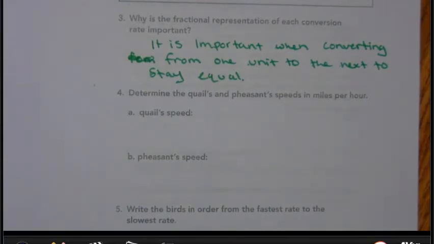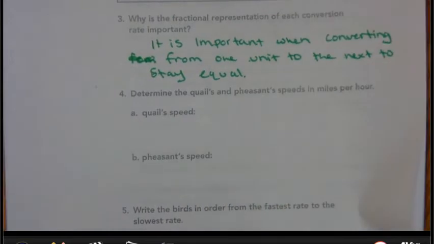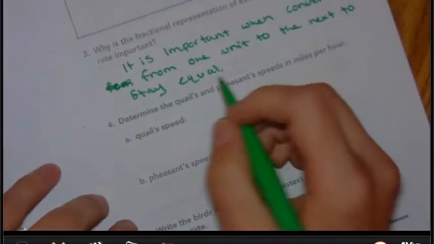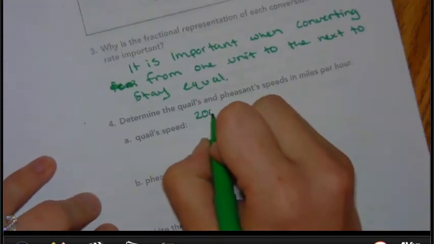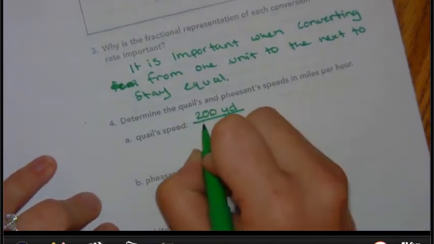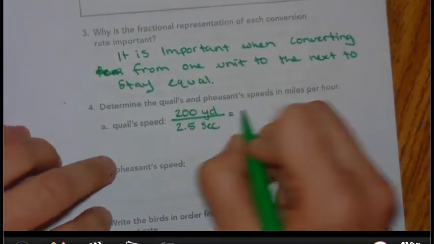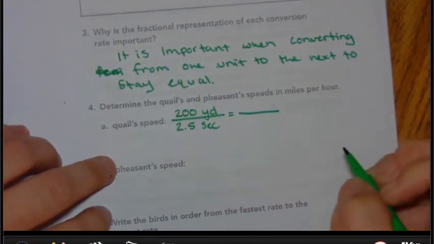All right, so number 4 is asking us to determine the quail and the pheasant's speed in miles per hour. Let's do the quail together, and then I would like for you to pause your video so that you can do the pheasant. Well, I'm going to switch back over here. Let me move my papers. Let's see. All right, well, my quail is 200 yards in 2.5 seconds. So I'm going to have 200 yards and then 2.5 seconds. Okay, well, I'm going to change my seconds to minutes.